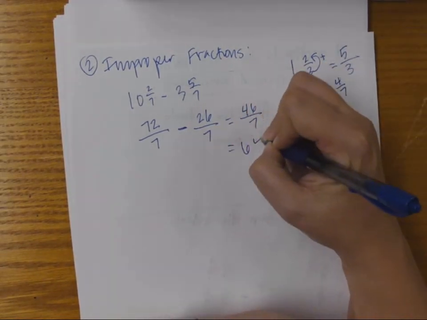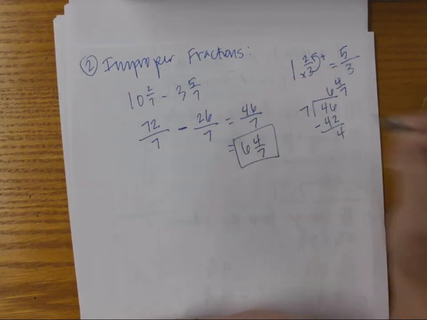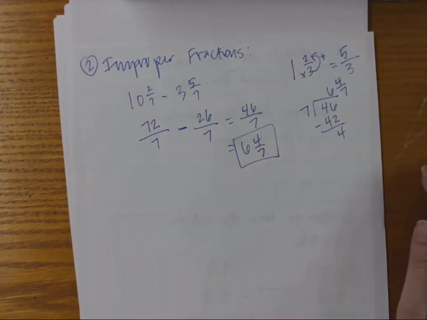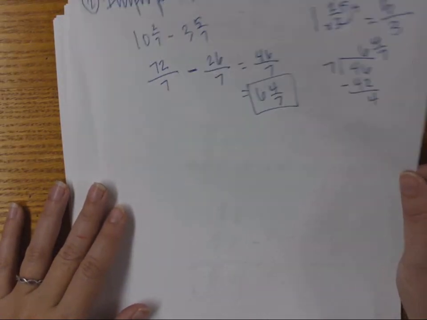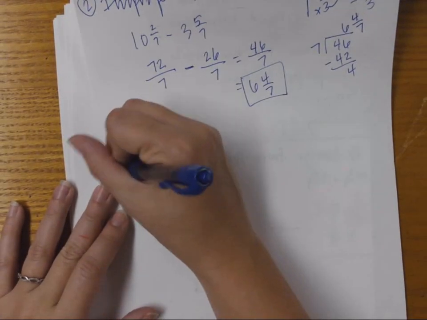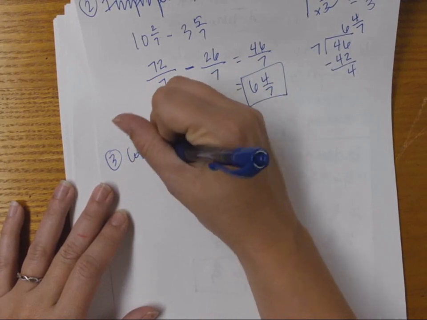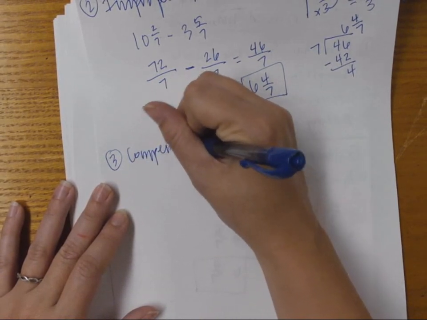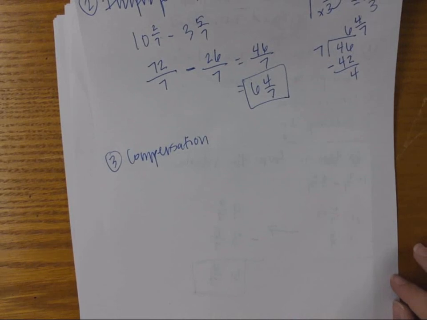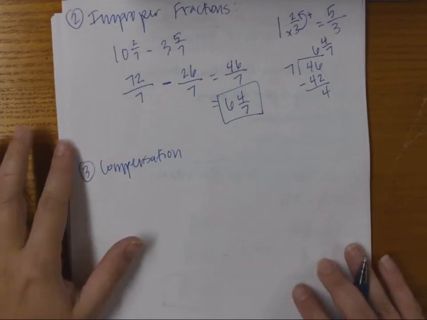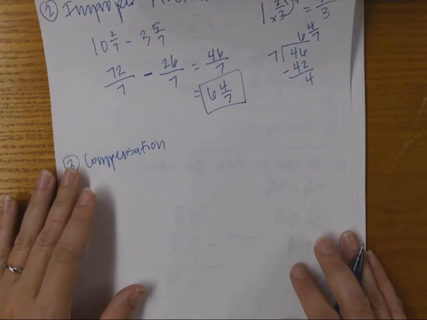Okay, so my answer is again 6 and 4/7. So for the third one, compensation. Before we do that with fractions, let me do compensation with whole numbers just to kind of remind you. We've kind of already gone over it a little bit.